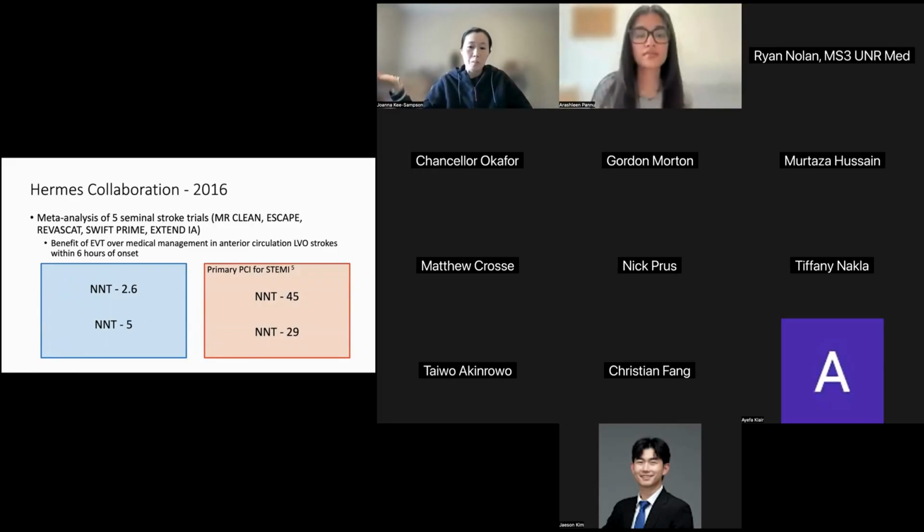Compare this to the number needed to treat for percutaneous coronary intervention for STEMI. Primary PCI is the gold standard procedure when someone's having a STEMI. The number needed to treat to prevent 1 death in the short term is 45, and to prevent a death in the long term is 29. So the numbers needed to treat for acute ischemic strokes are significantly more impactful than even a gold standard treatment, which is PCI for STEMI.